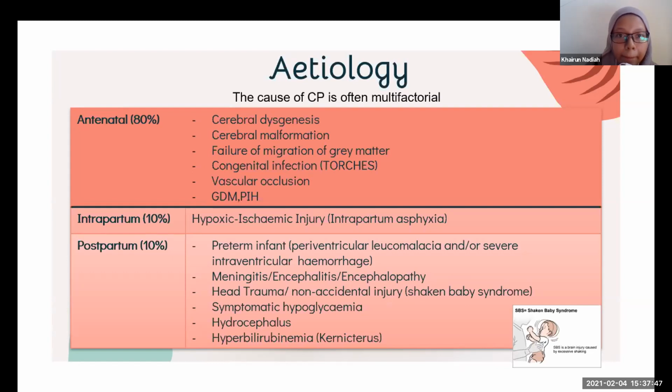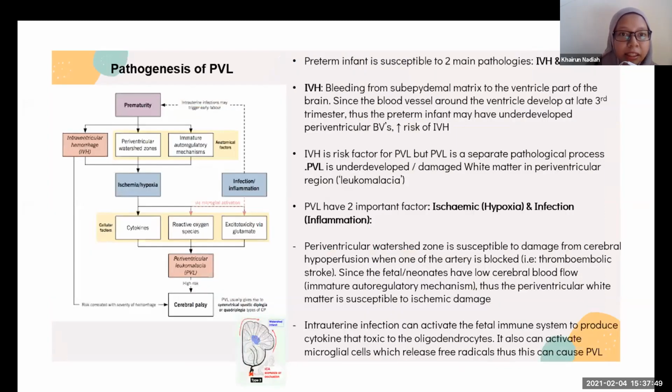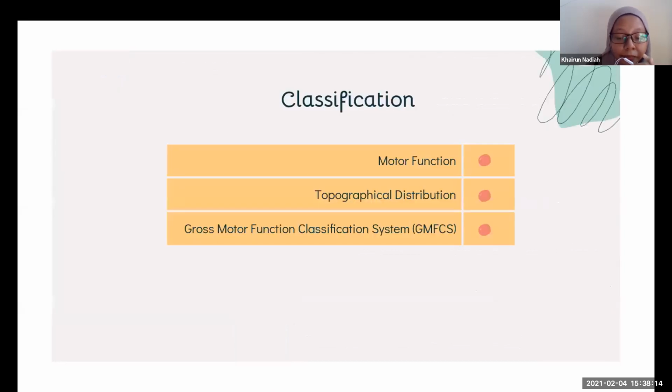So for the pathogenesis, I could not find the specific pathogenesis of cerebral palsy, but I can find the pathogenesis of one of the causes, which is periventricular leukomalacia. I already simplified this, and I think you can read this. If you do not understand, you can ask me later.